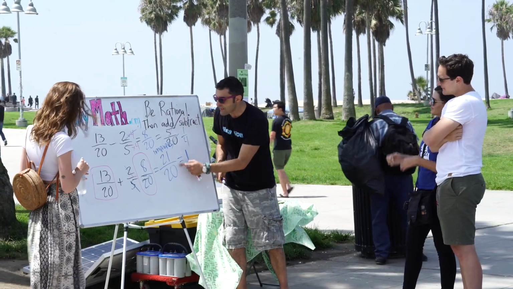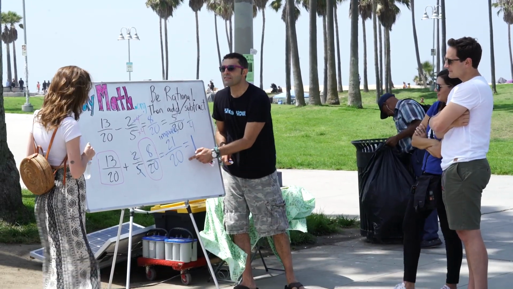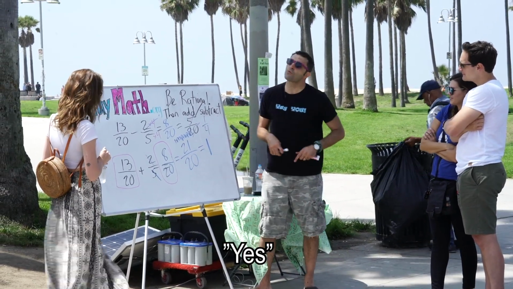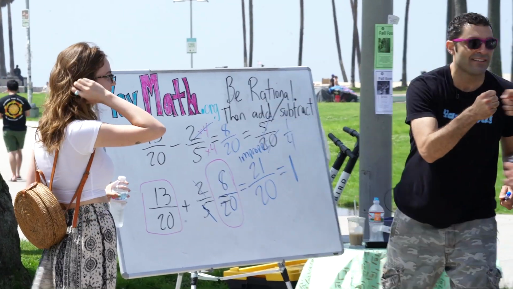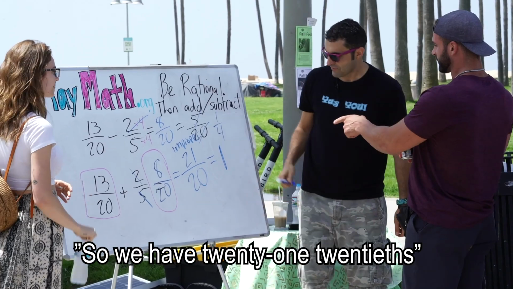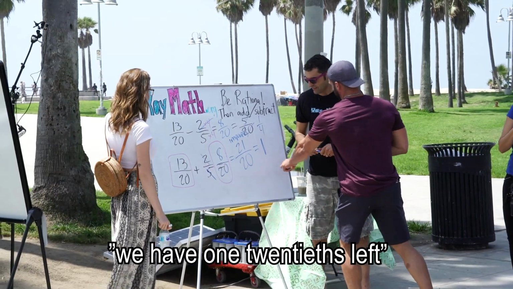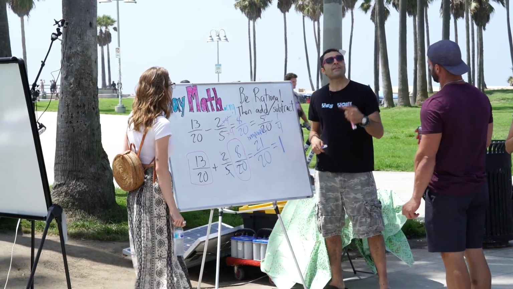So do you agree there's 21 20ths here? There's these things called 20ths. How many of them do we have? We have 21 20ths. It's not 1 left. We have 1 20th left. We have a whole and we have a 20th left.